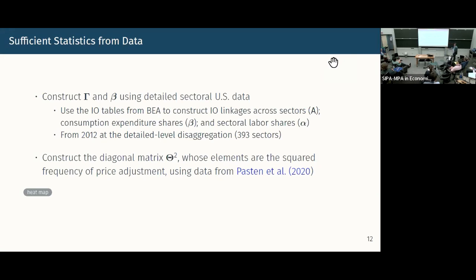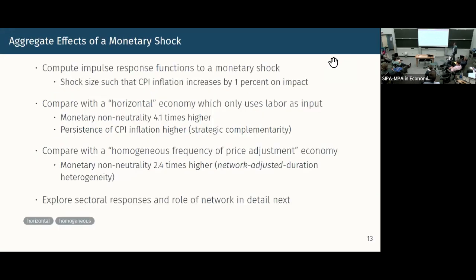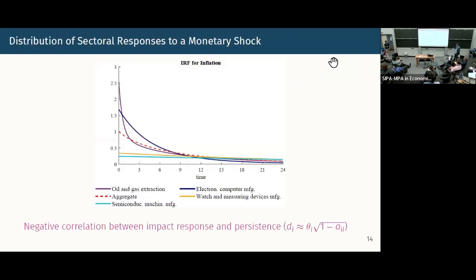So we can construct the gamma matrix that had two components. One was the sectoral frequencies of price changes that comes from this paper by Schoenle and Weber. And the input-output structure comes from the input-output tables of the US. Okay, we have some results for aggregate monetary neutrality, but let me show you the response of sectoral inflation rates to a monetary shock. Suppose we're hitting the economy with a monetary shock. We want to understand what happens to inflation in different sectors.